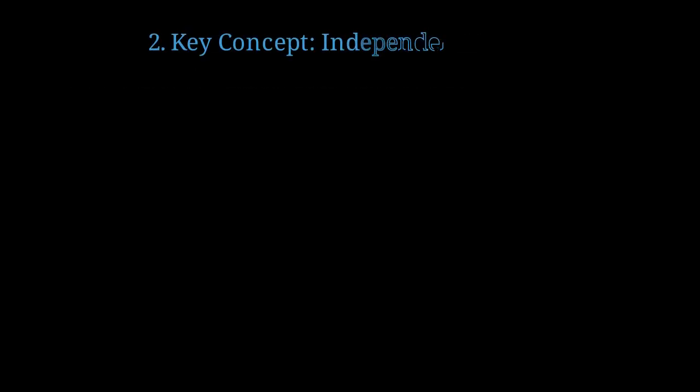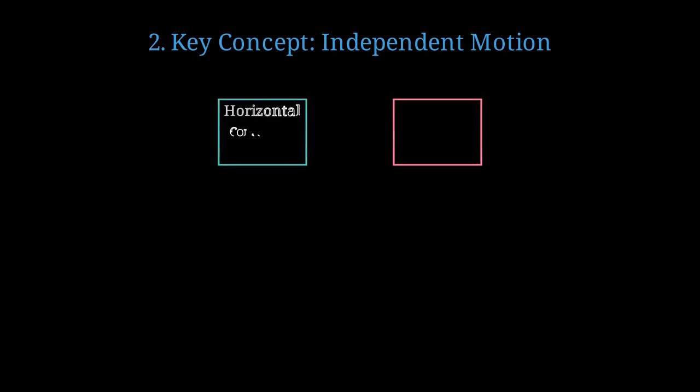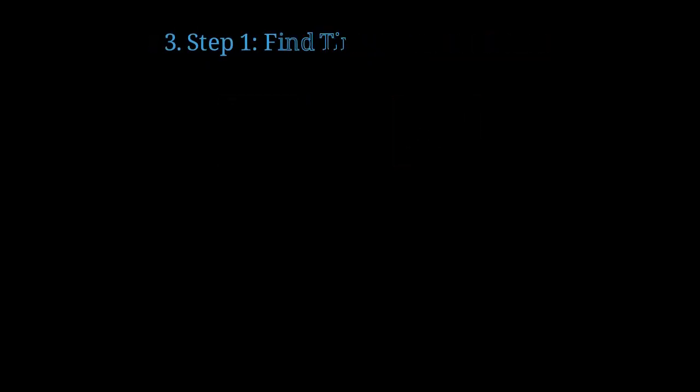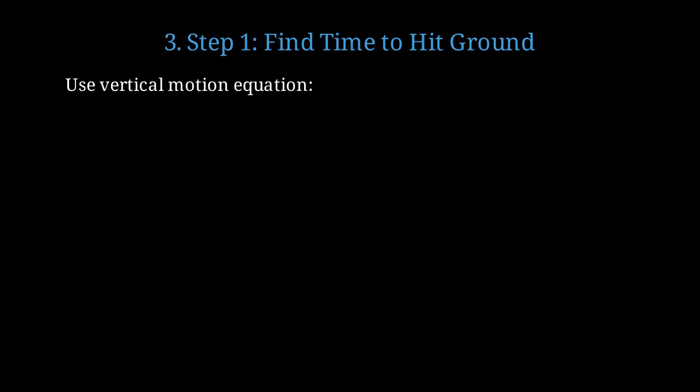The key to projectile motion is understanding that horizontal and vertical motions are independent. Horizontal motion has constant velocity with no acceleration, while vertical motion is free fall with gravity pulling down at 9.8 meters per second squared. Let's start by finding how long it takes for the rock to hit the ground using vertical motion. We'll use the vertical motion equation for this.